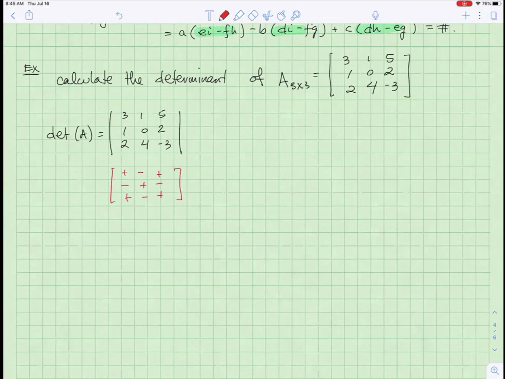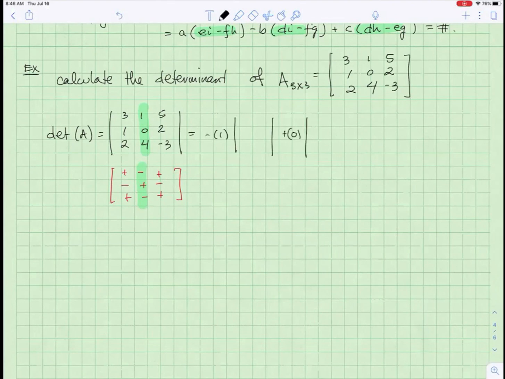And now I'm going to pick a row or a column with the most number of zeros. Or rather, you should. Which row or column do you want to expand along? Row 2. Let's actually do a column, but that would be a similar choice. That would be fine. So I'm going to pick this column, which means my plus minus signs are going to be negative, positive, negative.